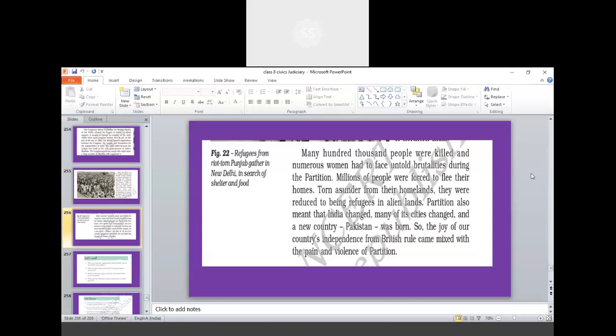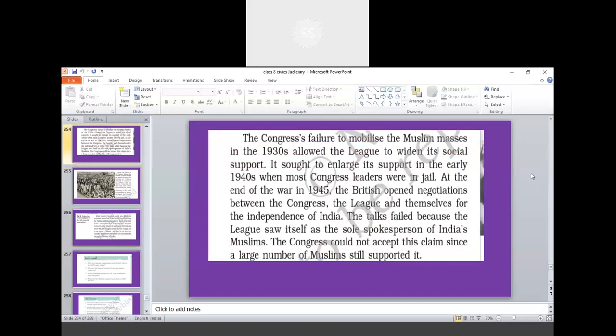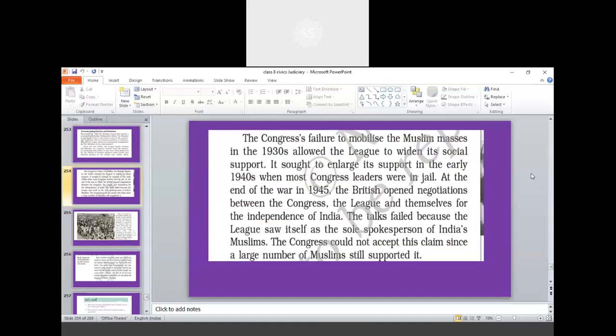Because even though the British left and Azadi Ka Amrit Mahotsav, 75 years, is over, still now India is suffering because of the partition of India and Pakistan. So this is about that particular chapter.